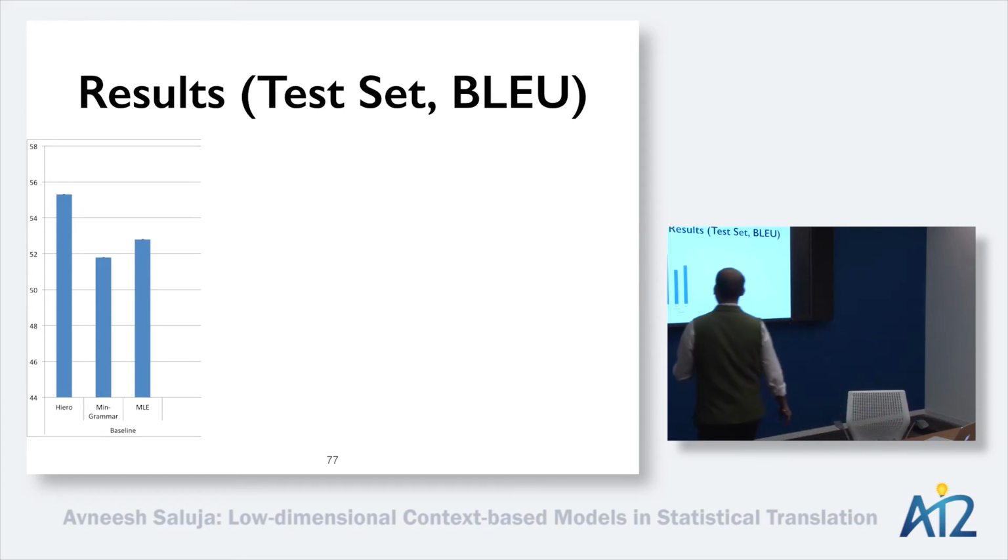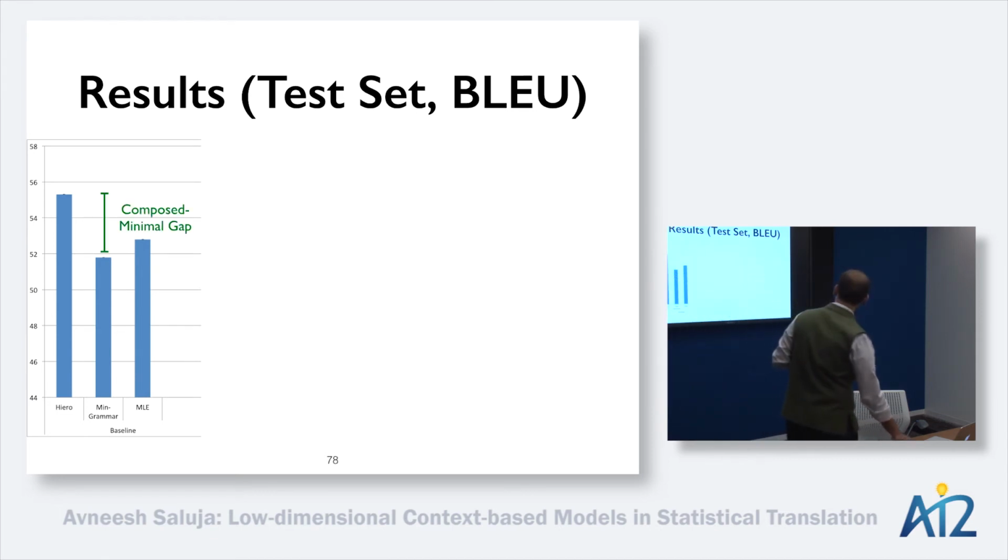The experimental results are actually quite interesting. The first thing I'd like to show is the baselines: that's the Hiero baseline over there, and that's the minimal grammar baseline over here. So we automatically see about a 3.5, 4 point, sorry, yes?